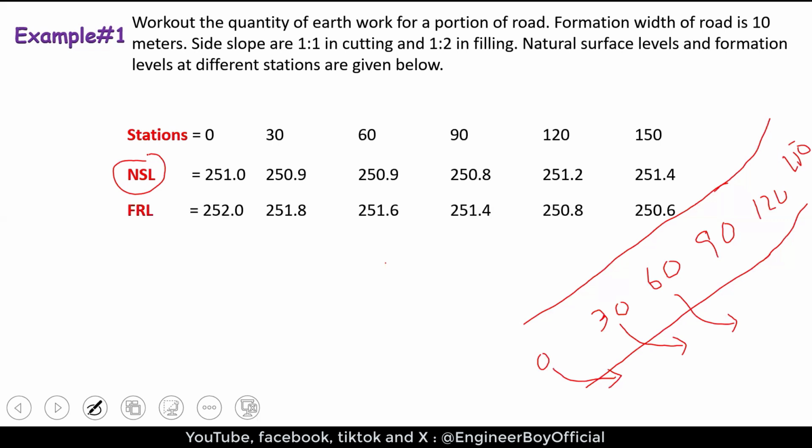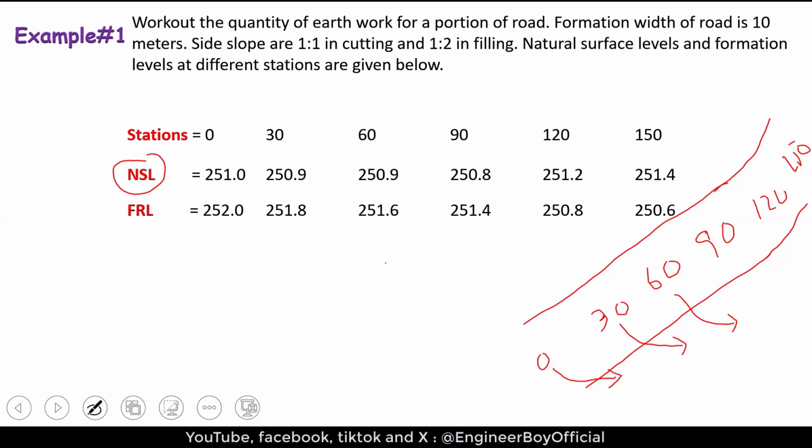Then we have the formation level, which is just the work designer. Maybe if you just draw the profile of the same road, the formation level is just drawn, okay, and then maybe the road surfacing or road topping is just leveled with that formation level, okay, and then we decide the cut and fill based on the formation level.